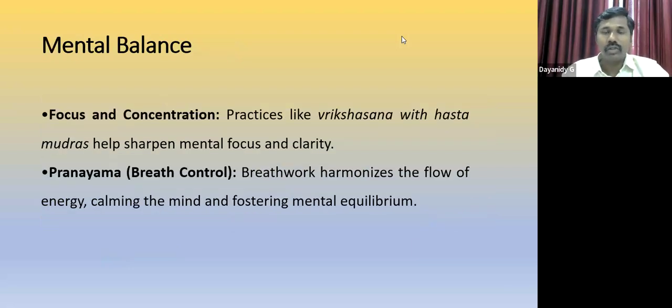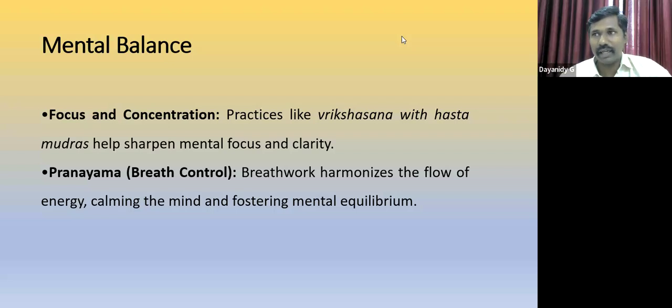Mental balance. Normally, in this set of practices, there are so many practices, but I am taking these 13 asanas, and looking at which practices actually help us give mental balance. Focus and concentration will be given in most of the leg balancing asanas. For example, here I take Vrikshasana. In Vrikshasana, we normally stand on a single leg.